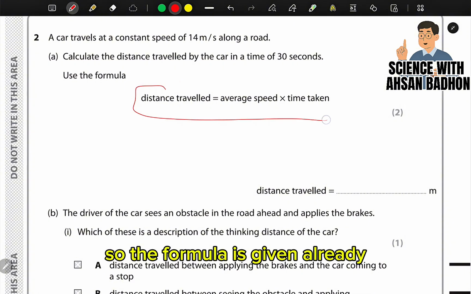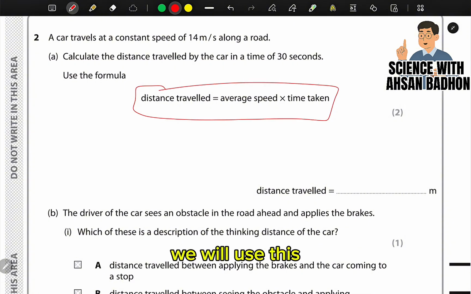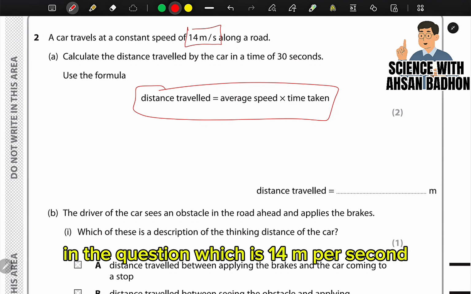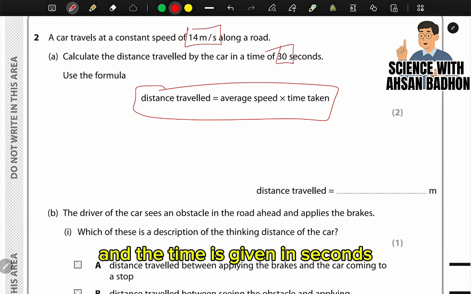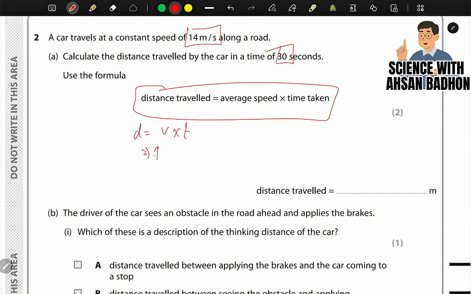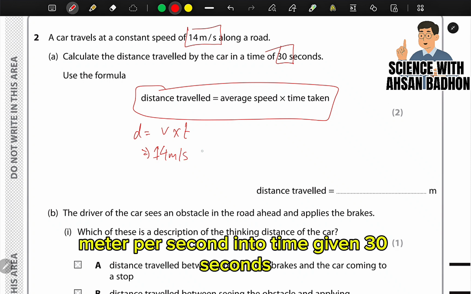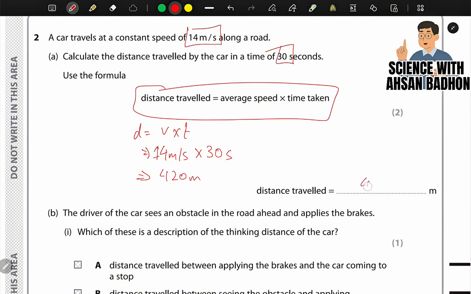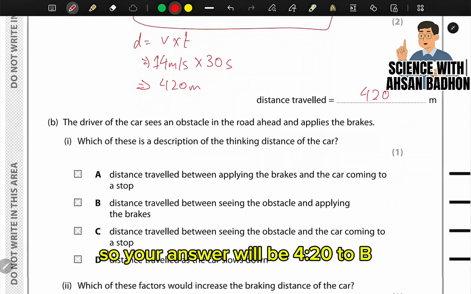So the formula is given already. We will use this. The speed given in the question is 14 meters per second, and the time is given in seconds, so we do not need to convert it. Just use the formula distance equals speed times time. Speed is given, 14 meters per second, times time, 30 seconds. So we'll multiply them both to get 420 meters. So the answer will be 420.